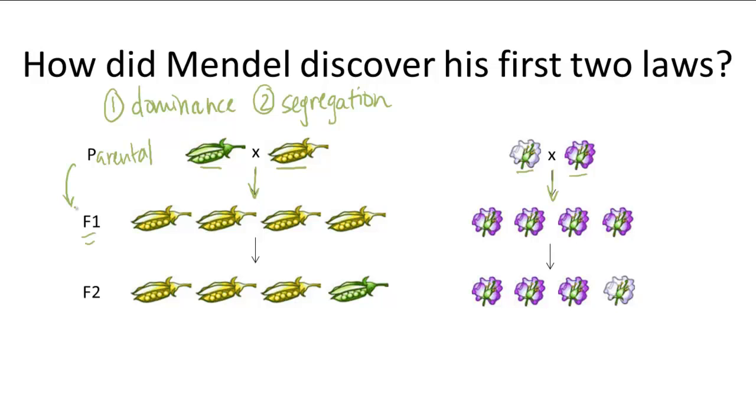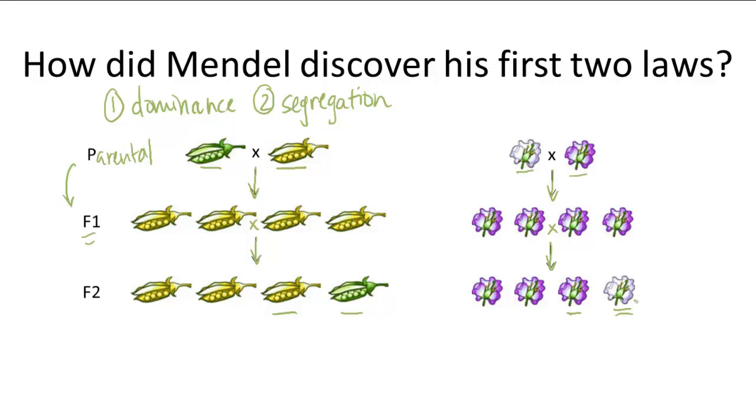appear in the offspring. But when he crossed the offspring, or the F1 generation, with each other, they produced both phenotypes again. So the yellow pea plants of the F1 generation crossed produced yellow and green pea plants, and the purple flowers of the F1 generation crossed would produce purple and white flowers. So clearly they didn't disappear altogether because they showed up once again.